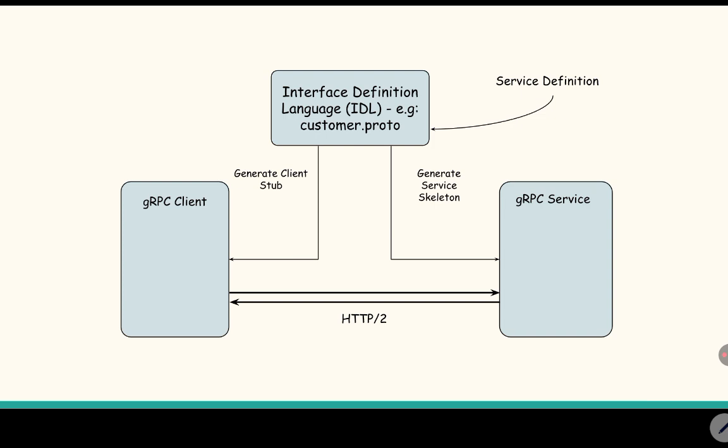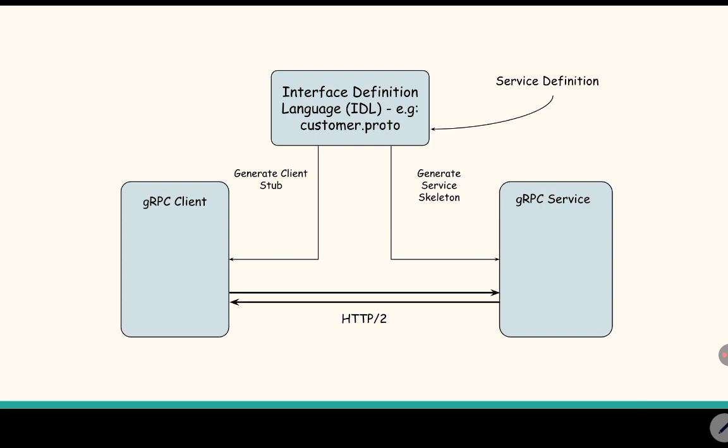So how do you write a gRPC service? You start with your interface definition language using protocol buffers, something like, let's say, customer.proto. Once you have that file, which is called the service definition, you generate a service skeleton, which is the starting point for somebody to create their gRPC service. With that service skeleton, the developer implements the service logic, and once that logic is there, they can run it.